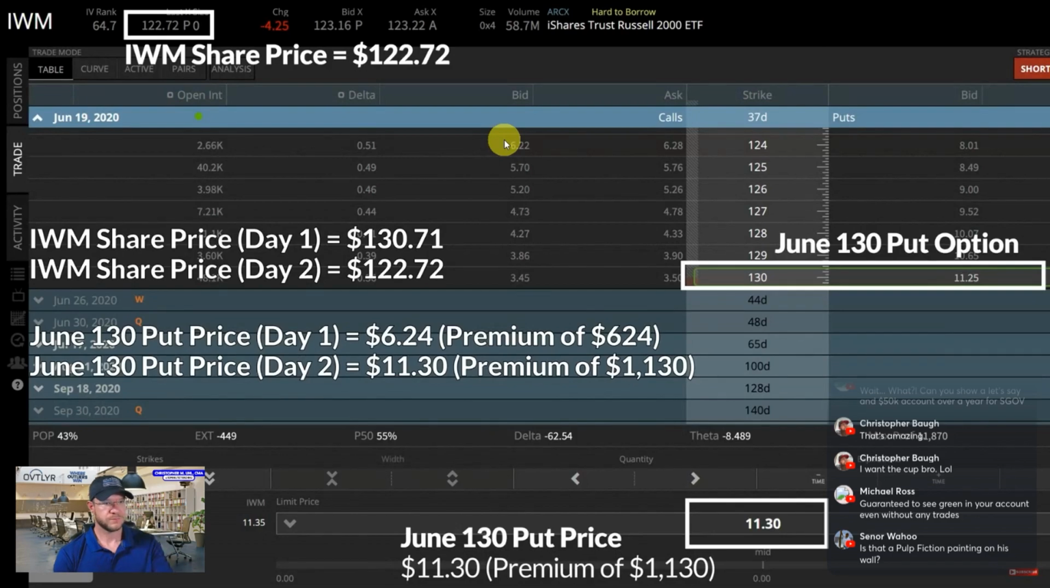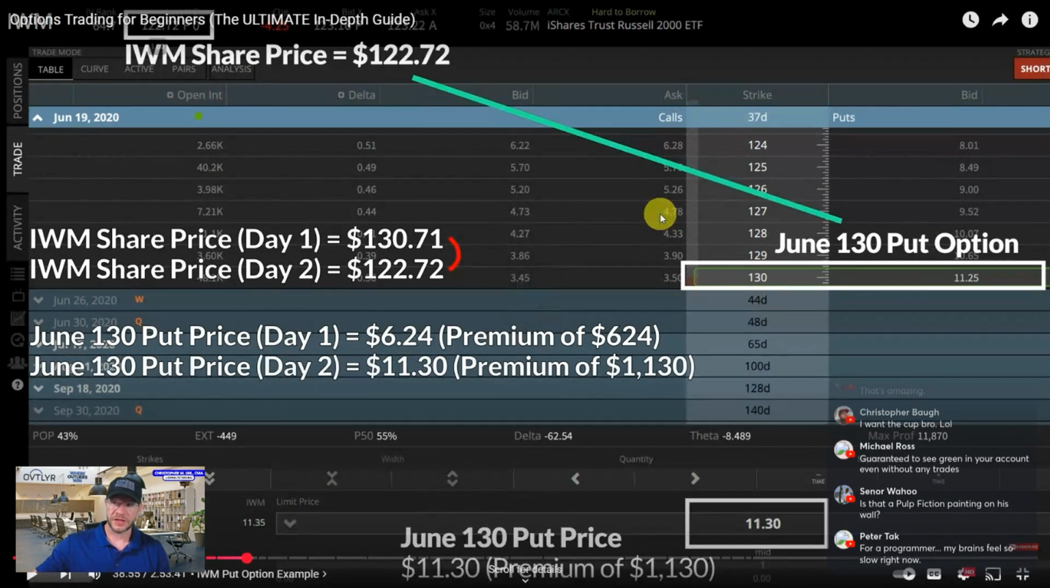Because put options have the ability to sell 100 shares of stock at the put's strike price, and since the put strike price was 130, and we saw IWM go from 130.71 all the way to 122.72, the put option is now in the money, meaning that the stock price is significantly below the put option strike price of $130. Well, it's not so to speak. It is literally $8 in the money.